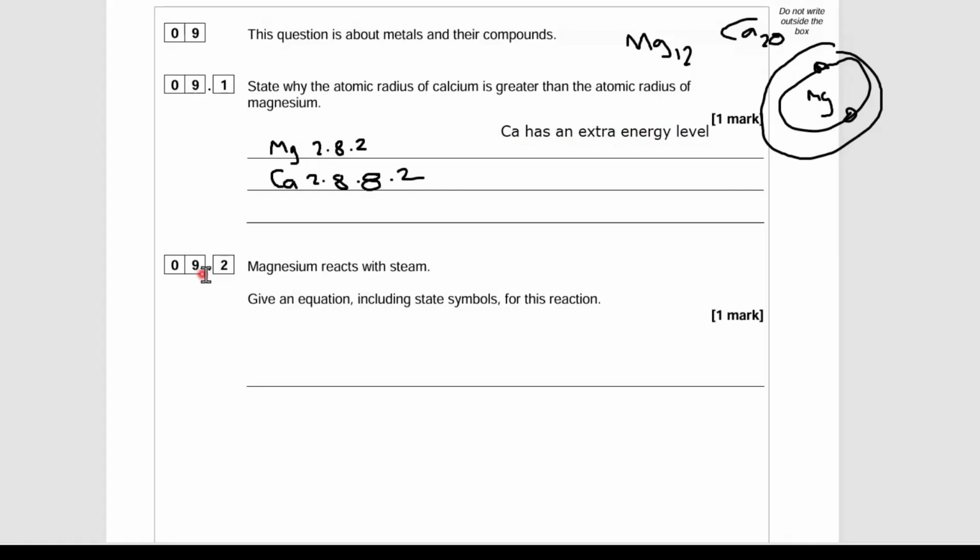Right. 9.2. Magnesium reacts with steam. Give an equation including state symbols for this reaction.